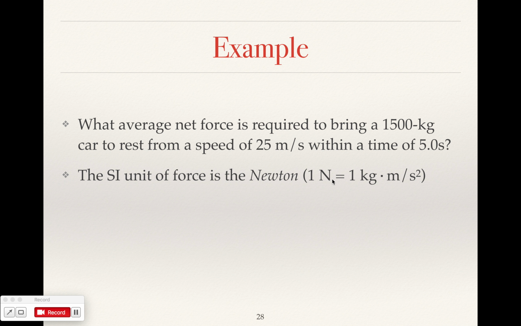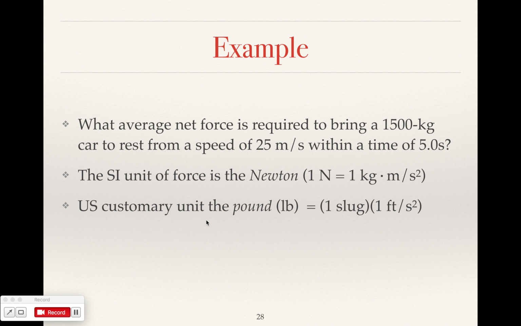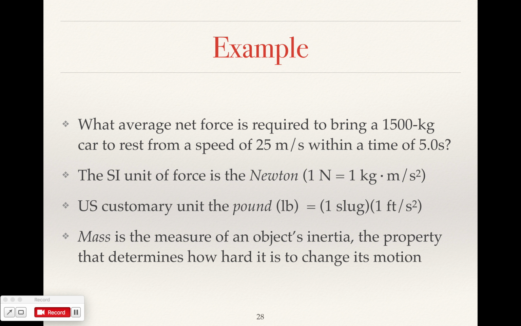So 1 Newton, abbreviated capital N, is defined as a kilogram times a meter divided by a second squared. Or another way to think about it, it's the force required to accelerate 1 kilogram at a rate of 1 meter per second squared. Now also the US customary unit is the pound, which I'm sure you've heard of. The pound is actually a unit of force, and it is defined as the force required to accelerate a mass of 1 slug by 1 foot per second squared. Mass then is a measure of an object's inertia, so remember, it's the property that determines how hard it is to change an object's motion.